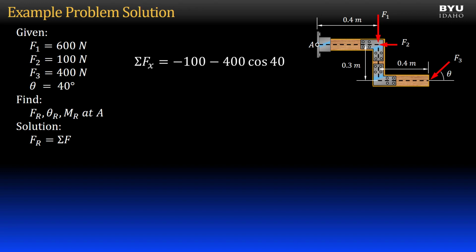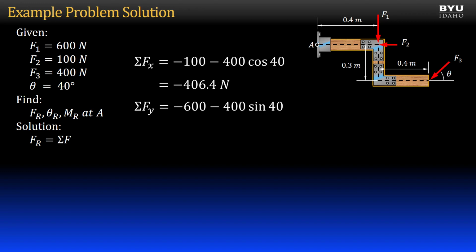Starting with the x or horizontal direction, we will use the standard convention of forces pointing to the right are positive. We have F2 acting to the left as negative 100, and the horizontal component of F3 also acting to the left as negative 400 cosine 40. Simplifying, we get negative 406.4 newtons.